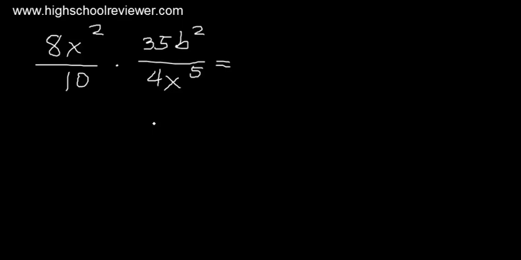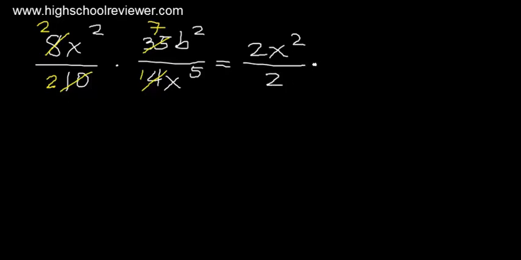We have here 8 and 4, so we can factor this out. 4 is common between the two terms, so 8 divided by 4 will be equal to 2, and 4 divided by 4 is 1. And then we have 35 and 10. 5 is common between the two. 35 divided by 5 is 7, and 10 divided by 5 is 2. What's left now with our equation will be 2x squared all over 2, and we have here 7b squared all over x raised to the power of 5.